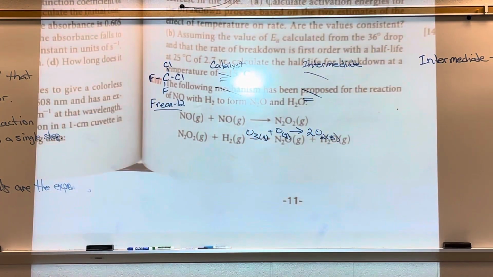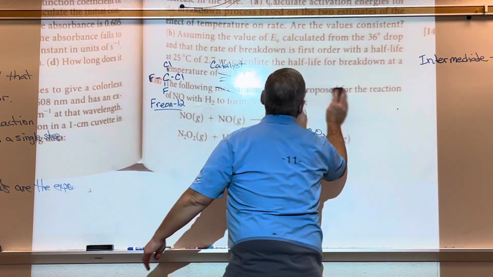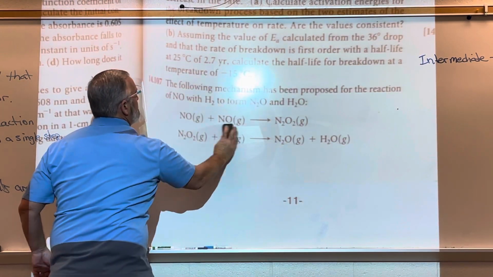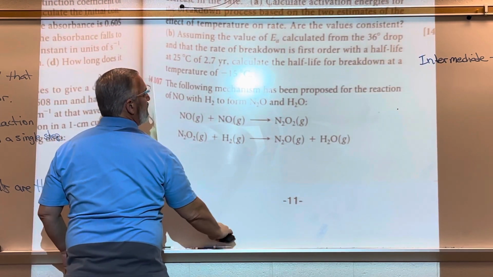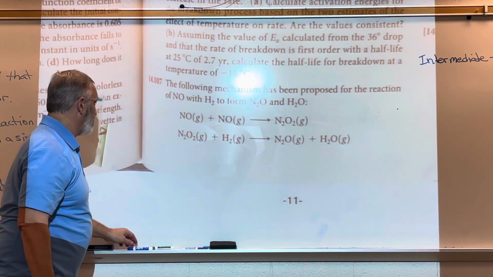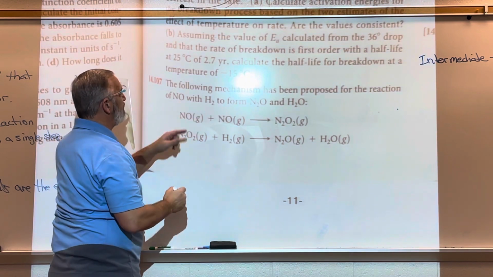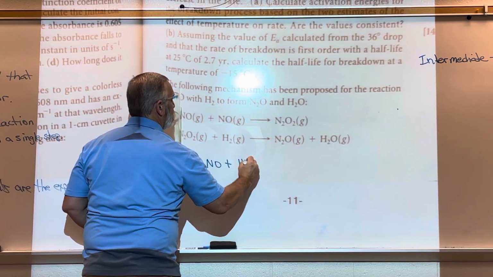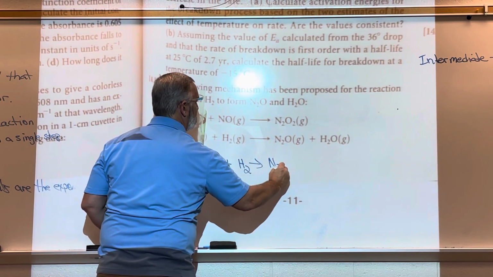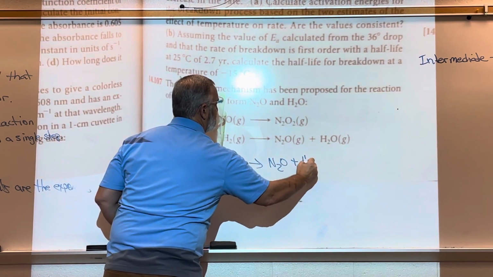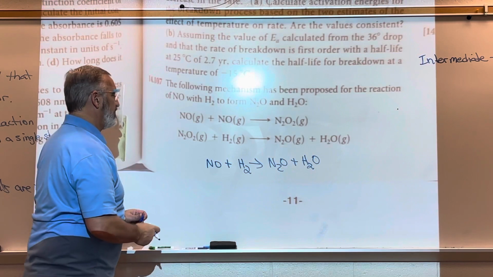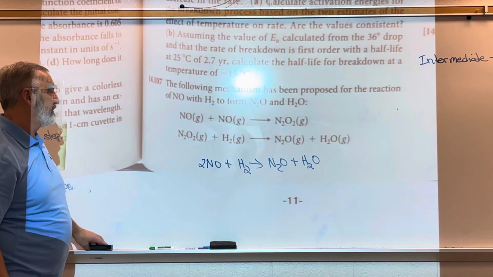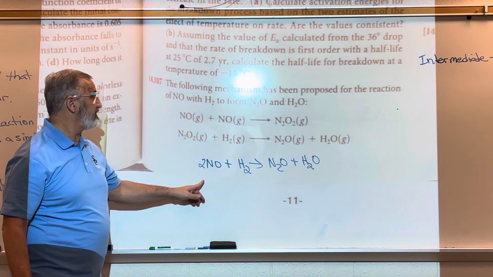Okay, so we have this mechanism. Notice it's the reaction of NO with H2 going to form N2O and H2O. So what do I need? I need 2 here, right? So this is my overall equation.